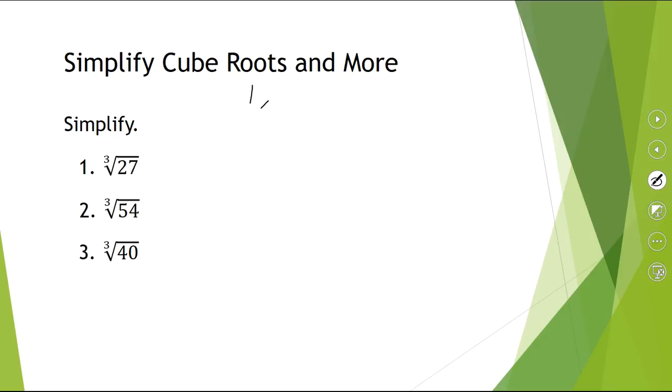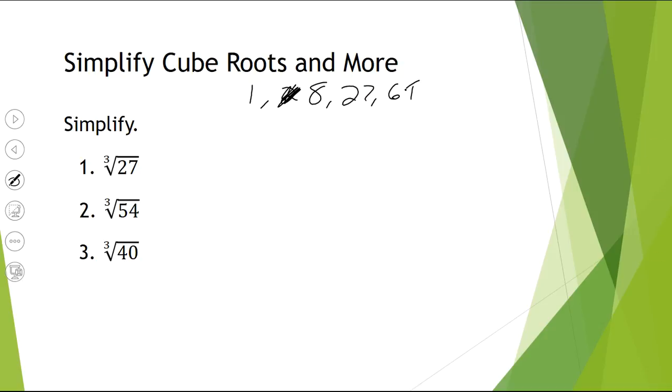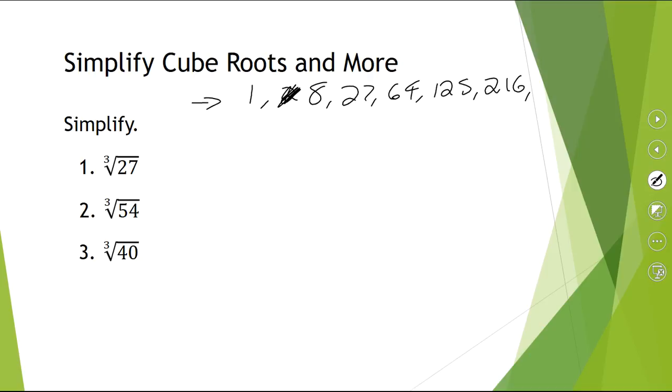So let me write them back down. There's 1, 8, 27, 64, 125, and 216. That's as far as I got. You could get more if you needed more. But I want to take the cube root of 27, so we're going to repeat this process we just did with the square root of 24. Let's look at our list of perfect cubes and think, is 27 on that list of perfect cubes? Is it a perfect cube? And it is, so that means it should simplify really nicely.